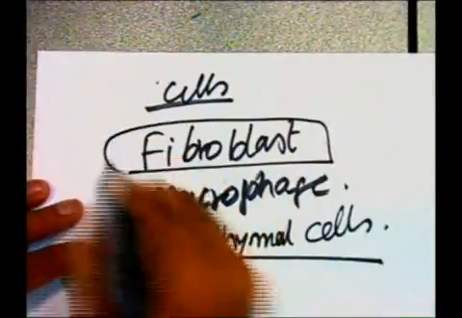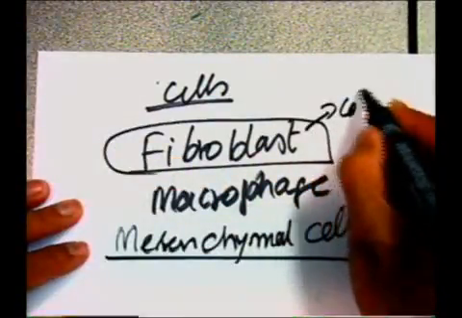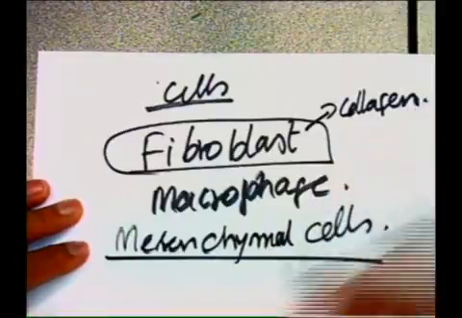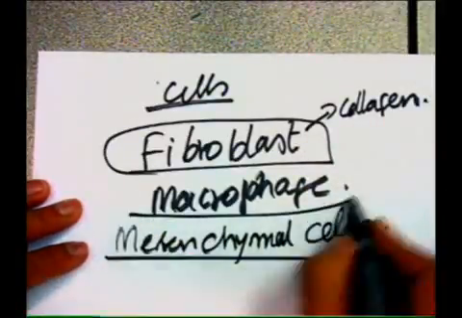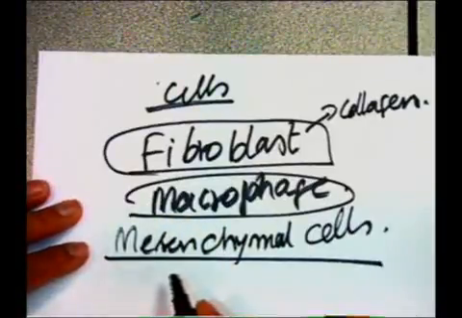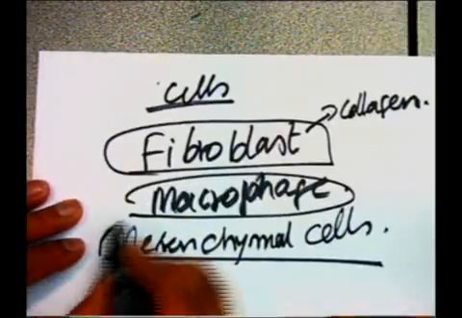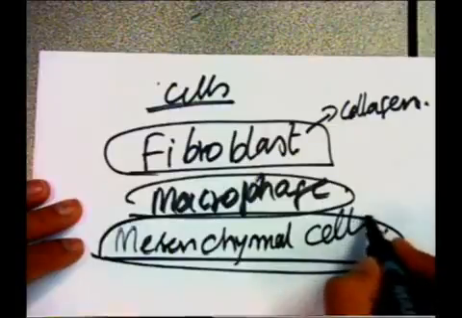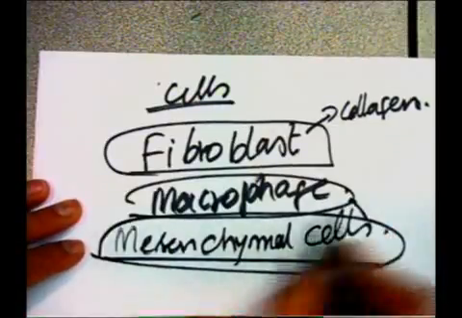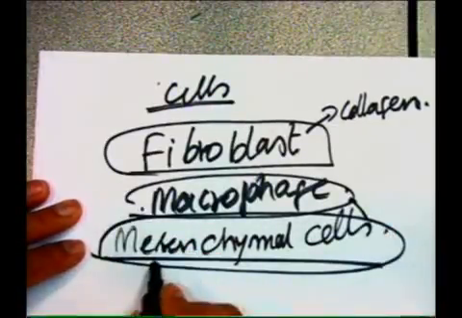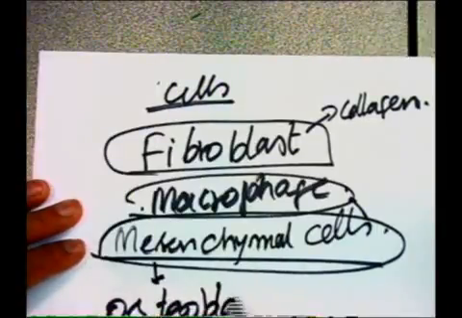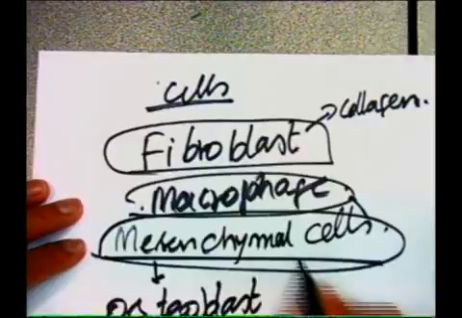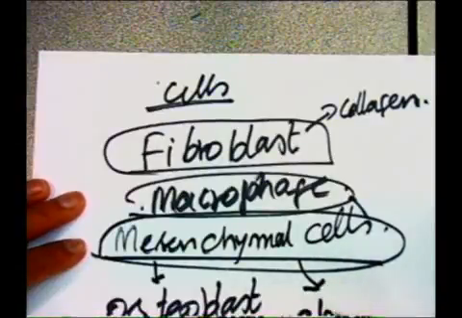The fibroblast will produce more collagen fibers. Fibroblast, collagen fibers. The macrophage is there, and this macrophage is derived from the mesenchymal cells. Mesenchymal cells produce macrophage, and the mesenchymal cells produce osteoblast for the bone, and mesenchymal cells again produce chondroblast.